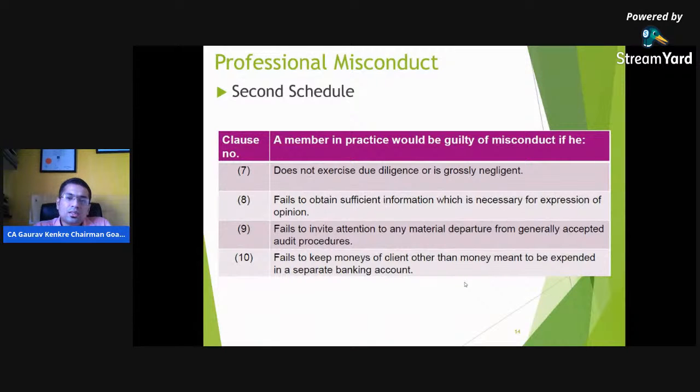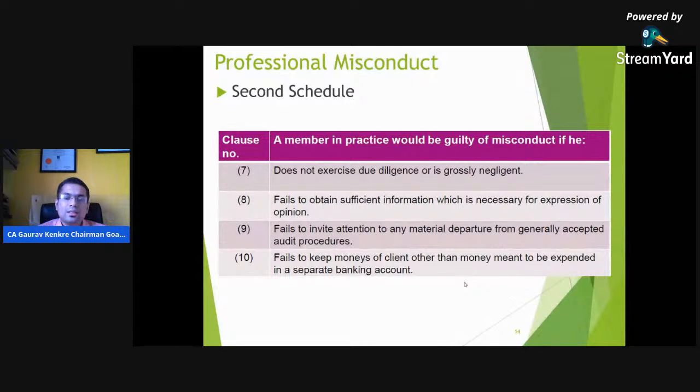Again, does not exercise due diligence or is grossly negligent, kind of similar to some of the points we have discussed already. Fails to obtain sufficient information. So here, again, this comes back to that mercy and justice kind of scenario, or that blind trust or good faith kind of scenario. We, in good faith, or just because we don't want to burden the client too much, ask for inadequate information and still go ahead with the assignment. This by itself is a big problem, and we need to ensure that we get all the documents which we require to get a sufficient degree of assurance before we sign off on documents.